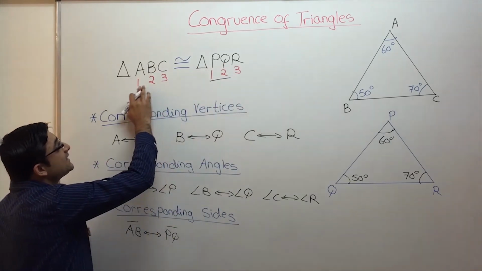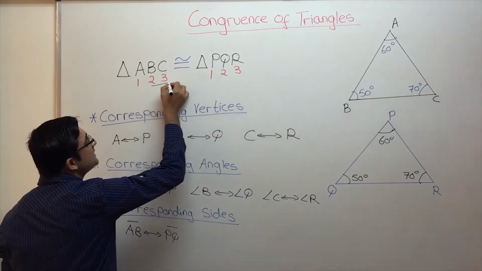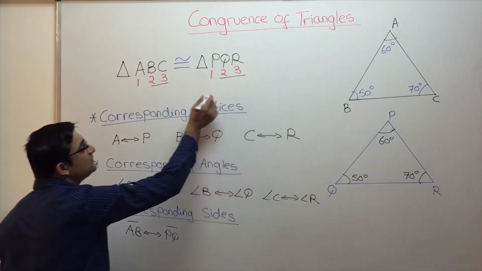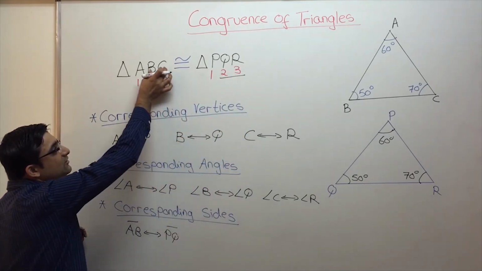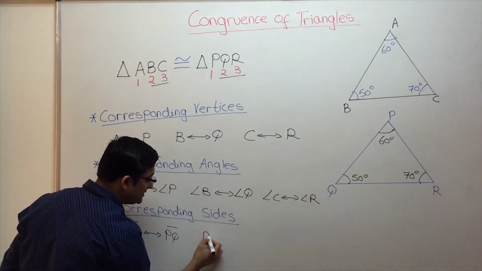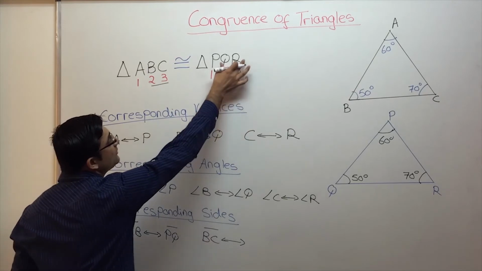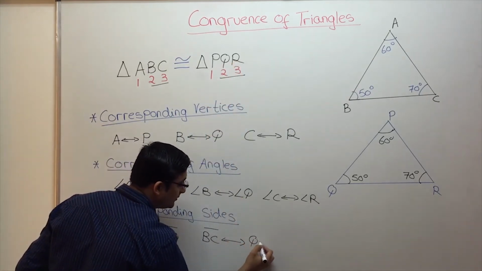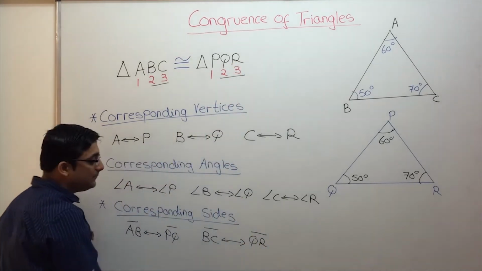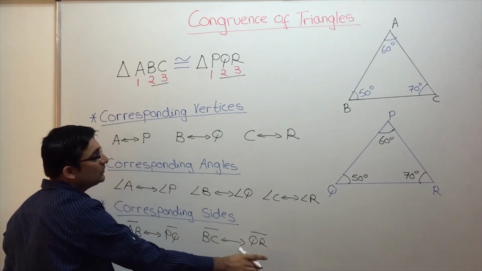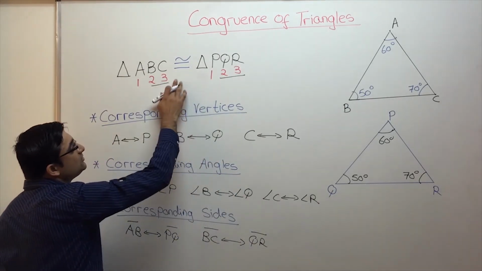Next, take the second and third letter. Second and third letter corresponds to second and third letter. What is the second and third letter over here? BC. So BC corresponds to the second and third letter over here, that is QR. You can also write QR as RQ, doesn't matter. So second and third letter to second and third letter.